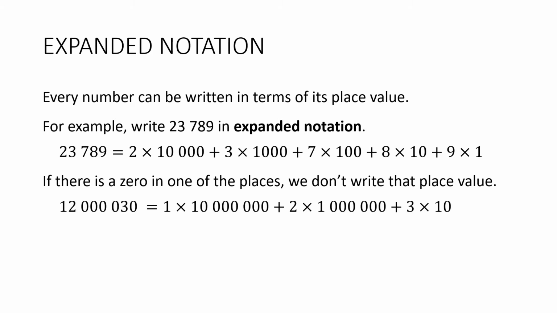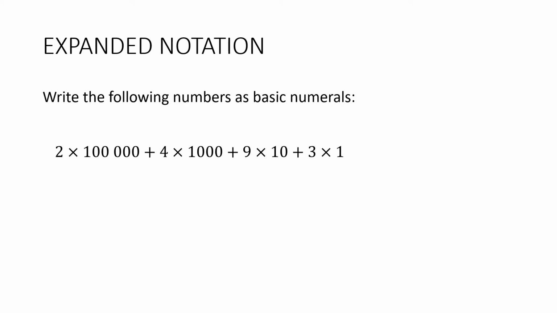So for example, we've got 12,030,000. We're going to go 1 times 10 million plus 2 times a million, and then we're going to skip all of these and just do 3 times 10,000. Okay, let's go the other way. Write the following numbers as basic numerals. 2 times 100,000 plus 4 times 1,000 plus 9 times 10 plus 3 times 1.